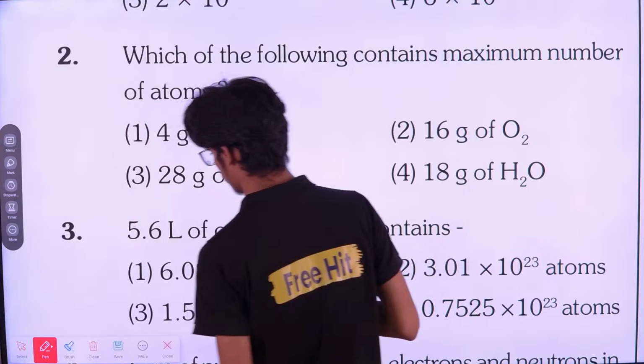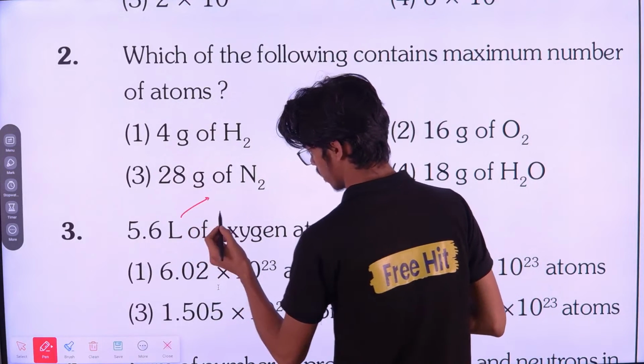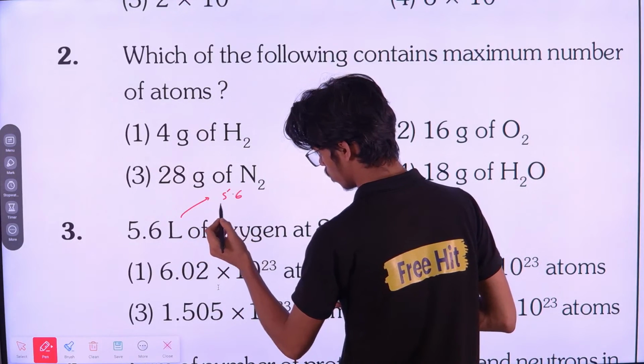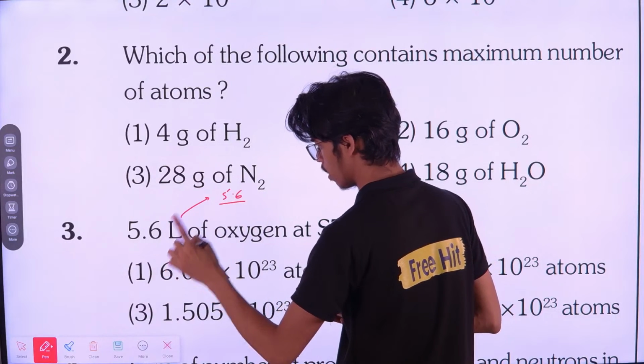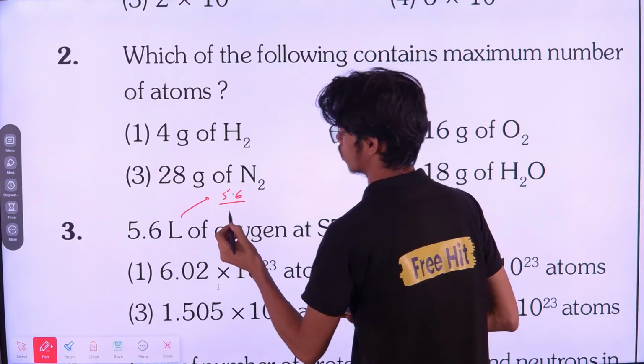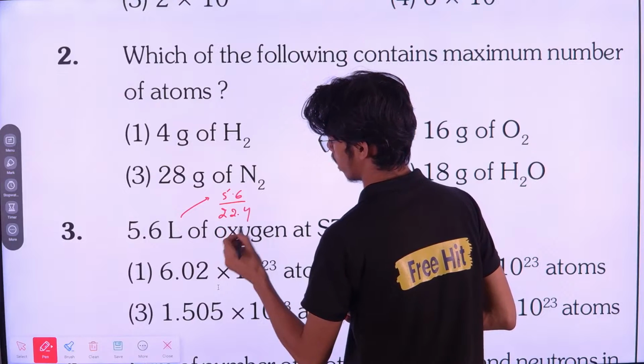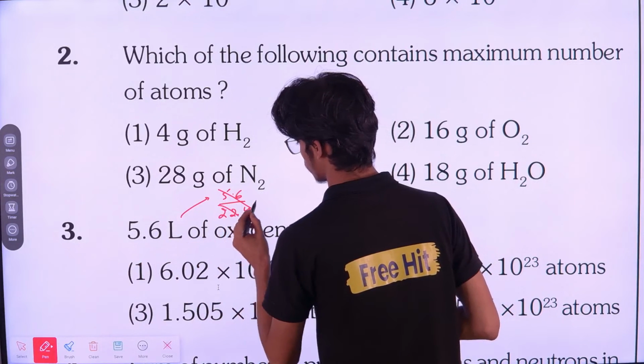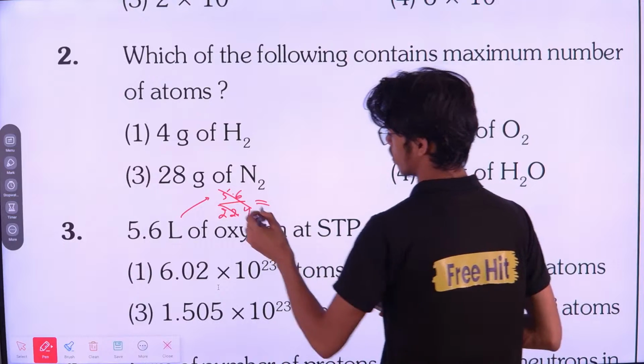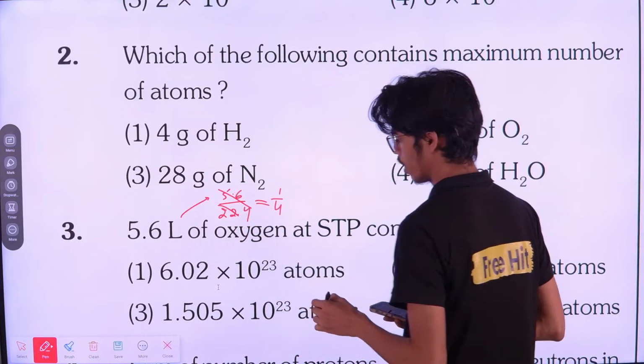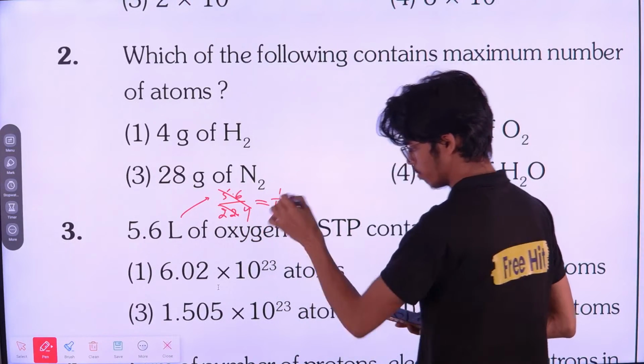Brush. Okay, yeah, brush. 5.6. So first of all, given volume upon molar volume. What is molar volume? Volume occupied by 1 mole of gas. So that is 22.4 liter. And this is 5.6. If you cancel this out, what is the value? It is somewhat 1 by 4. And this is the number of moles. 1 by 4 is the number of moles.